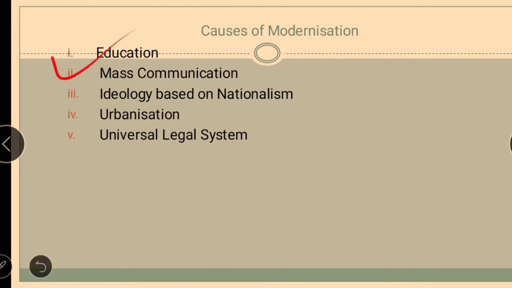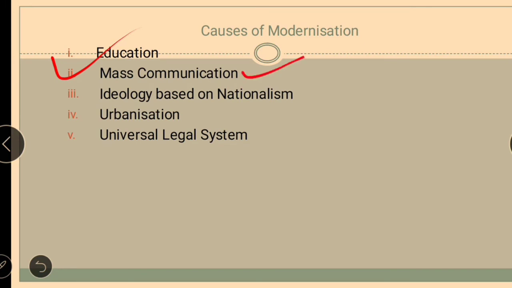Now let's talk something on the causes of modernization. Actually, why does modernization happen? The first and foremost cause of modernization is education. Education plays a very important role in the process of modernization. As people become more educated, it would bring change in their attitude. They would be open minded and would reduce the different evil practices going on in the society.